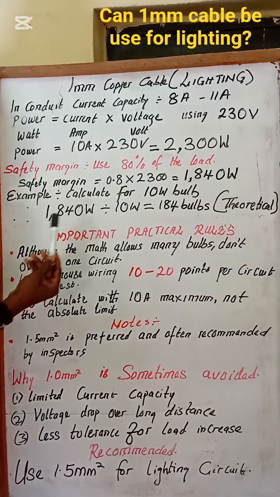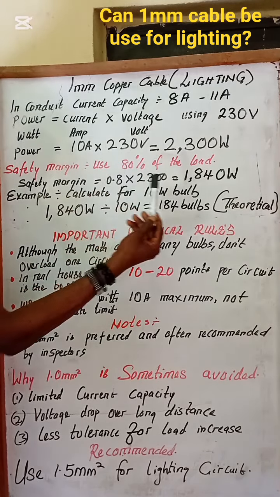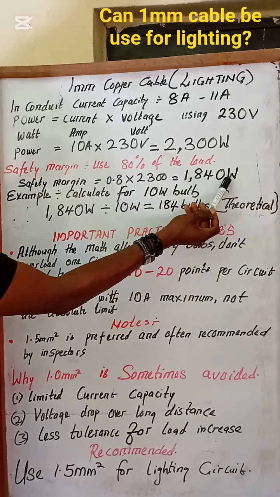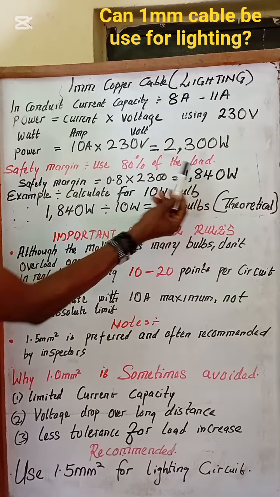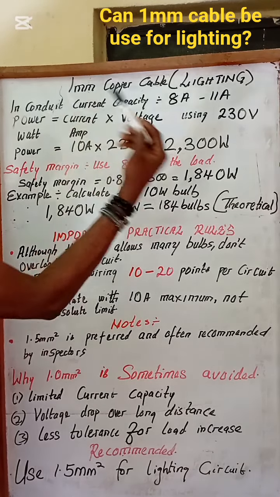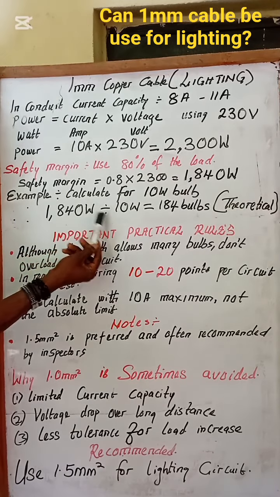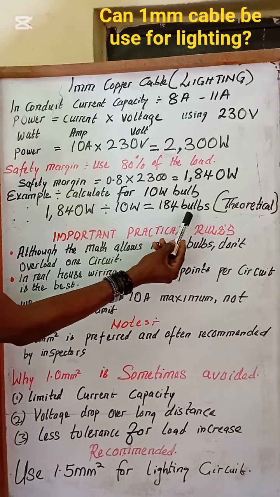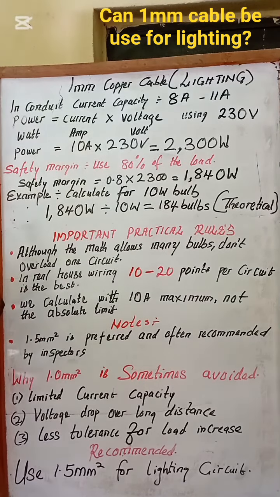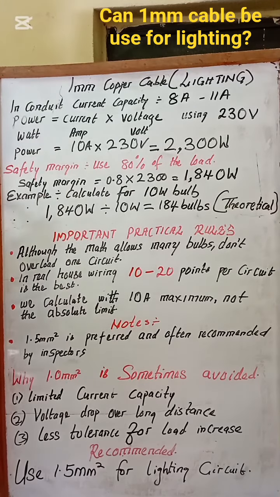Now, let's use a 10 watt bulb. Since the bulb is normally rated in watts and the load we have calculated is in watts, now we want to know the number of 10 watt bulbs we can get from 1,840 watts of the load of 1 mm. So 1,800 watts divided by 10 watt bulb will now give us 184 bulbs, which means we can use 184 bulbs of 10 watts on 1 mm cable.